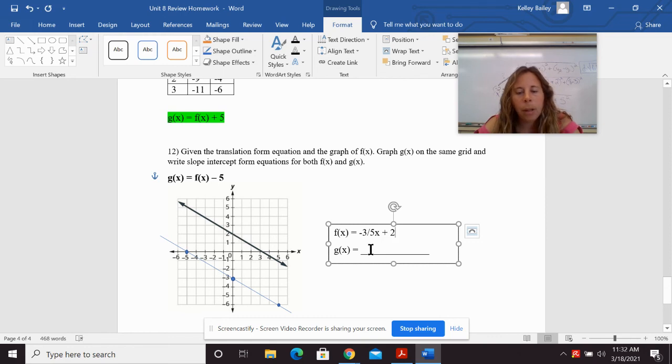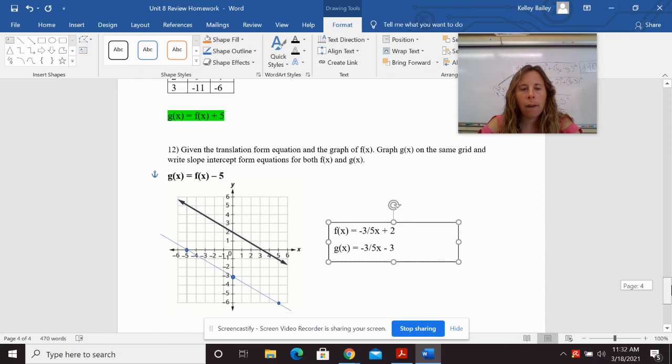Boom. Then g of x is just f of x minus 5. So your slope's the same. Okay. And then you're just subtracting 5. So 2 minus 5. And that checks out. Your y-intercept is, in fact, at -3. Whew. There you go. And you are finished.